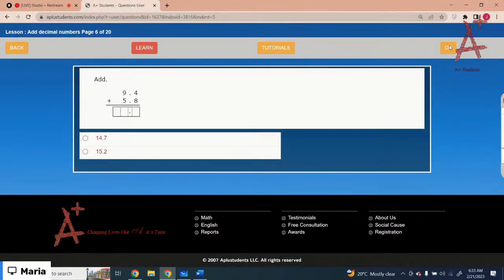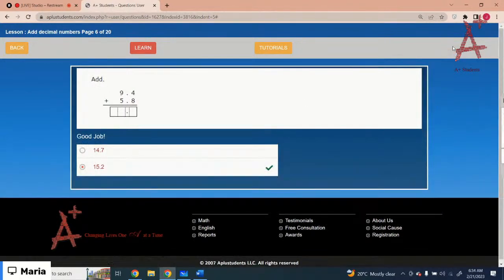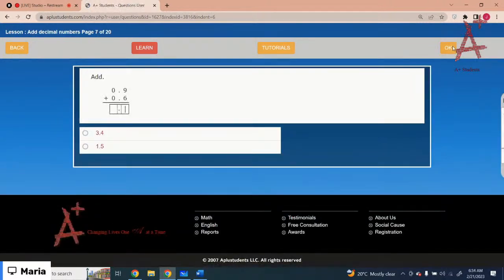Okay, the next one is 9.4 plus 5.8. 8 and 4 is 12, 2 and 1 carry. 9 and 1 is 10, 15. It would be 15.2. So the correct option is 15.2. Okay, the next one is 9 plus 6 is 15. So the correct option is 1.5.